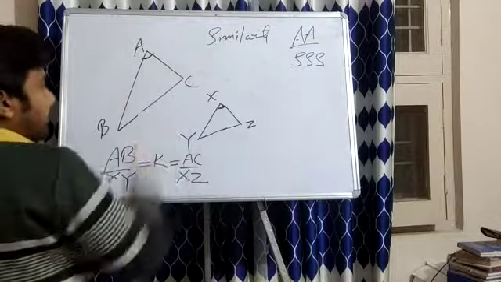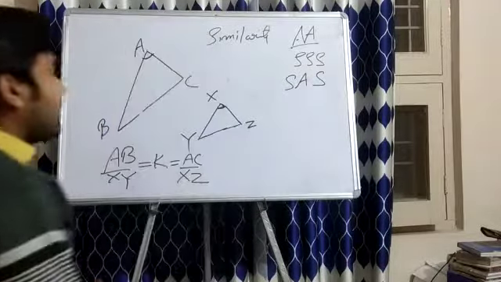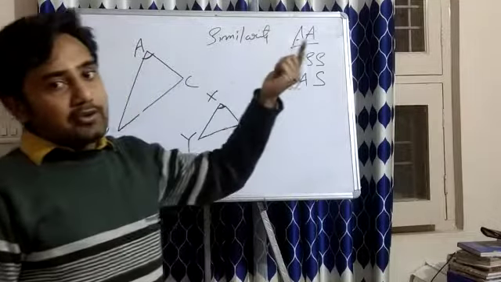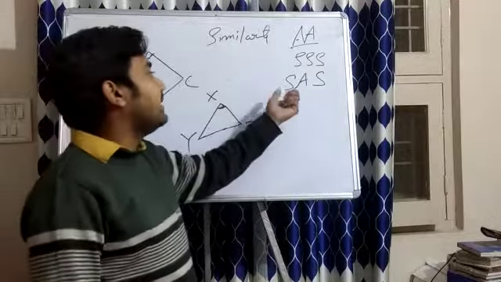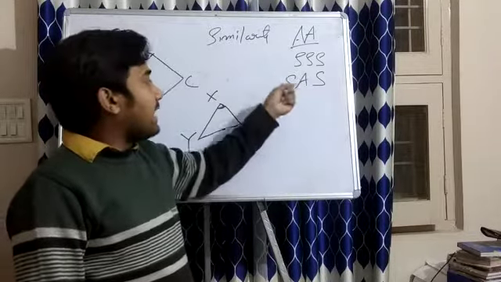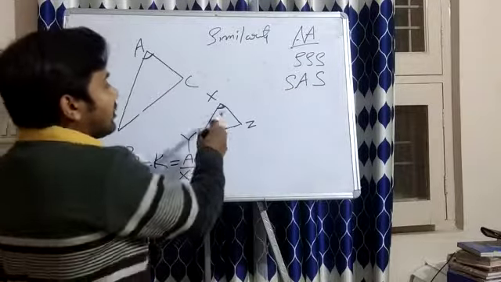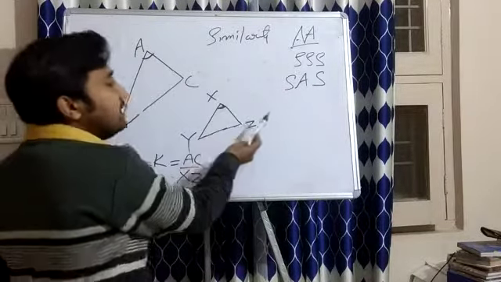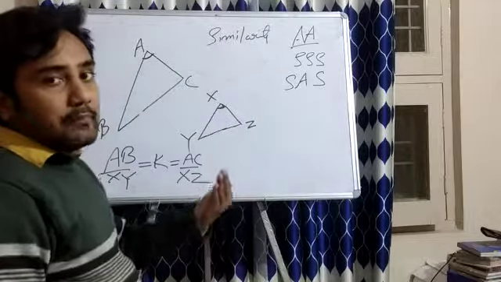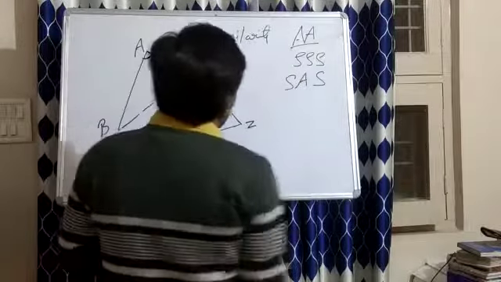Okay, so this postulate is known as side, angle, side. Again, don't get confused with the SAS postulate in congruency. Why? Because there it had said that the pair of two corresponding sides must be equal and an angle in between them also should be equal. But here we are saying the ratio of the corresponding sides on either side of the angle must be equal. The ratio must be equal, not the sides. Okay, so these are the three postulates.